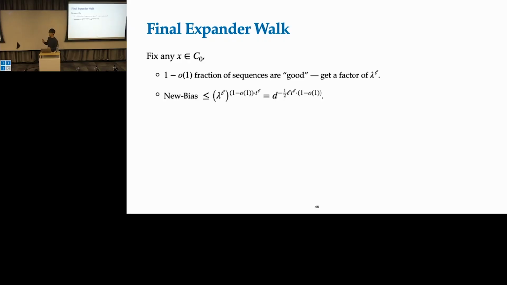And now we plug in lambda to be 1 over root d, and this gives us d to the negative half L times t to the L. And there's a 1 minus little o of 1 here.